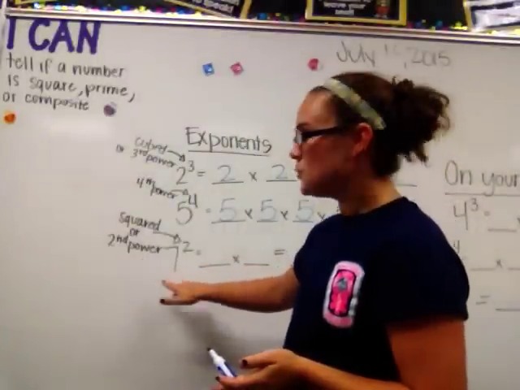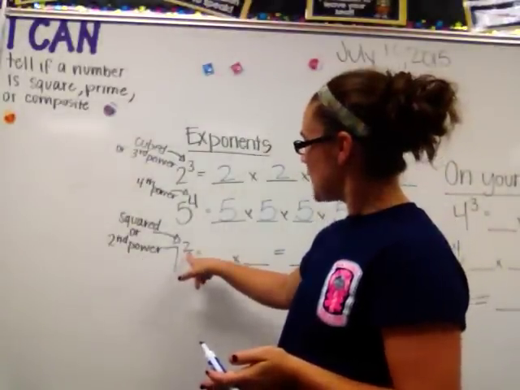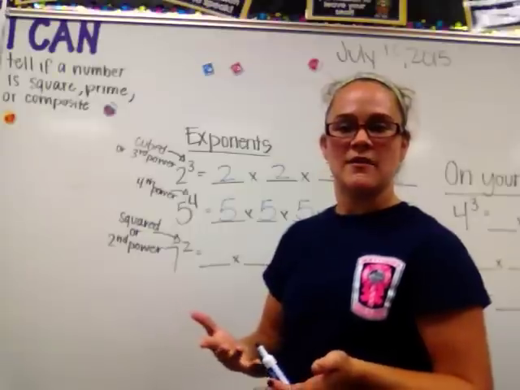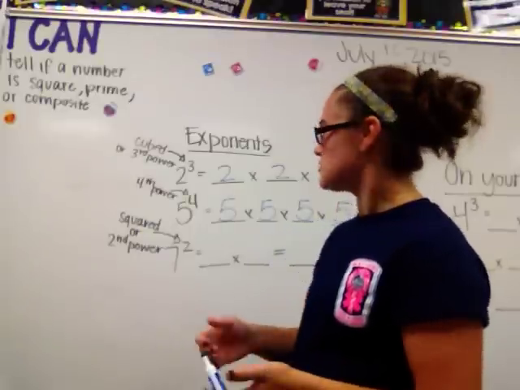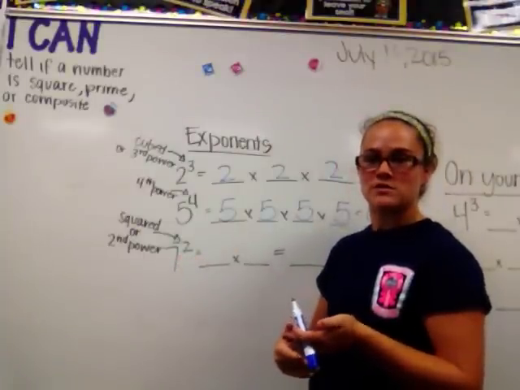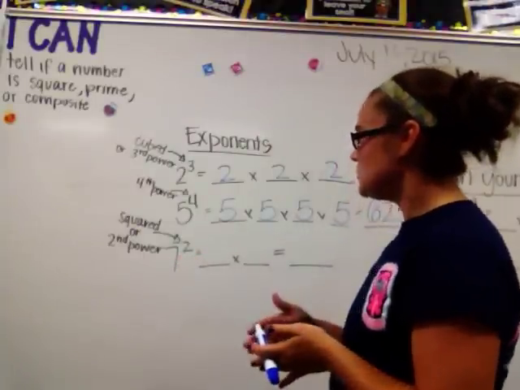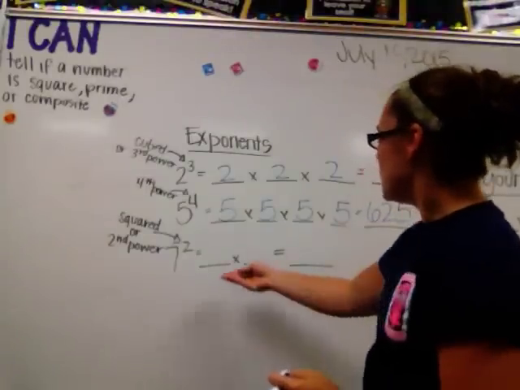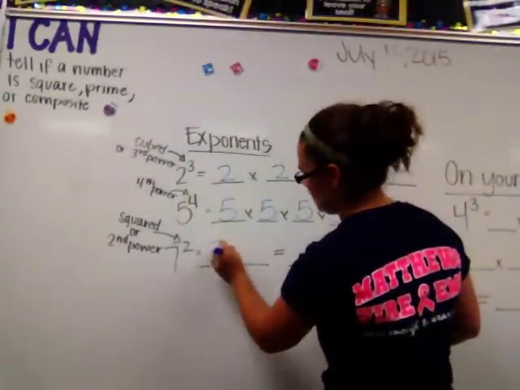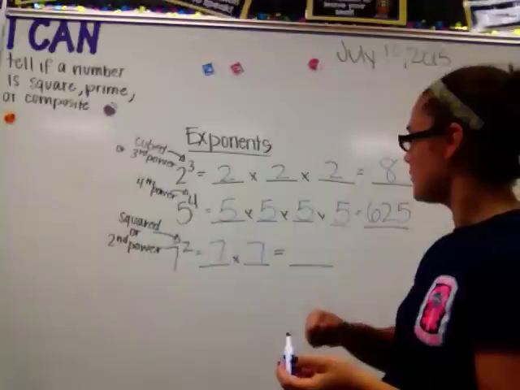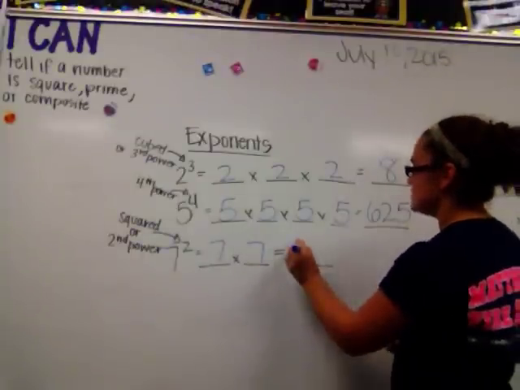So another example, we have 7 squared. I can also say this is 7 to the 2nd power. Anytime I have a 2 as an exponent, it's squared. Okay? So, since we've been talking about square numbers last week, this should be pretty easy. A lot of you probably already know the answer, but my multiplication sentence here is 7 times 7. I've got 2 7's being multiplied together. And your answer here is 49.